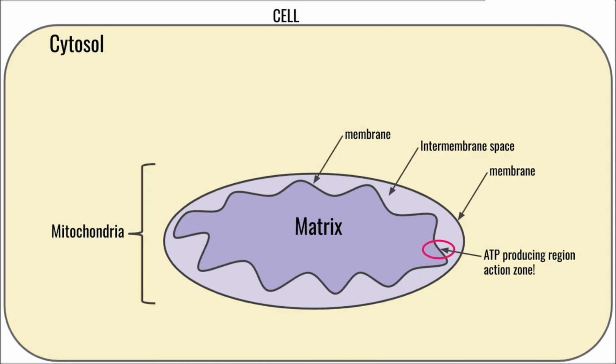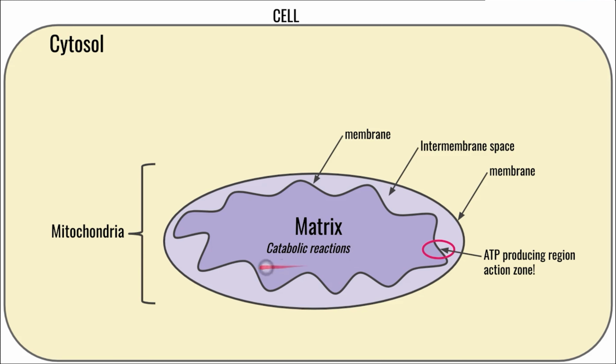The reason that we care so much about these different layers of membranes within the mitochondria is because the ATP producing zone is going to take place right here. So this is right where we have the inner membrane and the intermembrane space. So this is where we're actually going to be synthesizing ATP.